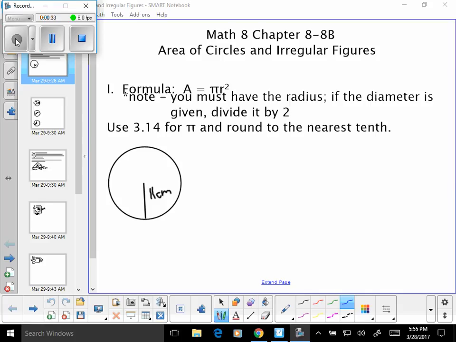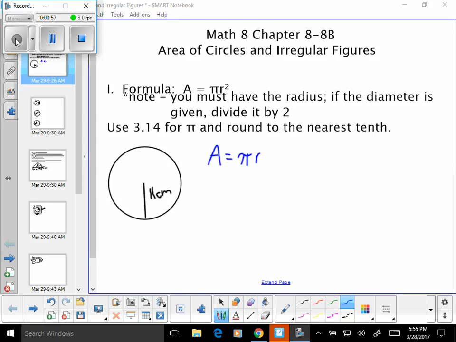If in the diagram or in words they tell you what the diameter is, you will need to divide it by 2 before using it in the formula. And in this first part they are going to tell us to use 3.14 for pi. And note that we are supposed to round our answers off to the nearest tenth.